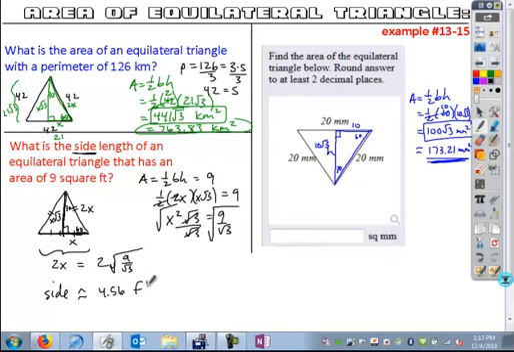The units are feet. Side length is a one-dimensional measurement, and so that would be my solution.